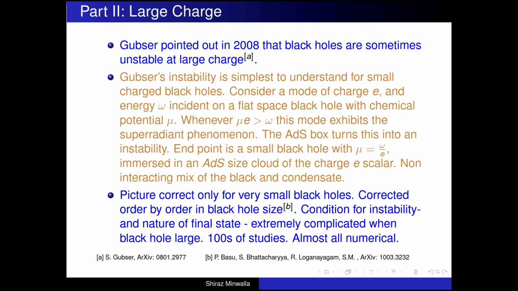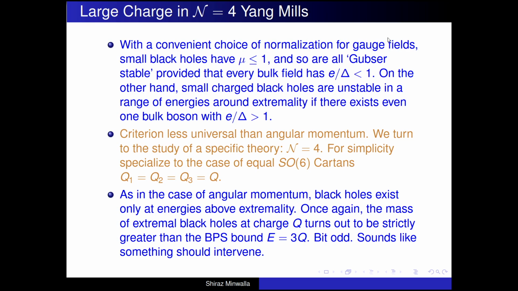Okay, so Gubser's instability, for small black holes, is essentially a superradiant instability, and the condition for the existence of this instability was the one I mentioned. Now already you see that this is not such a universal story anymore. You need to know the spectrum of charged fields in the theory to know whether the black hole is stable or not. So now, let's not try to be completely universal. Let's fix on a particular theory.